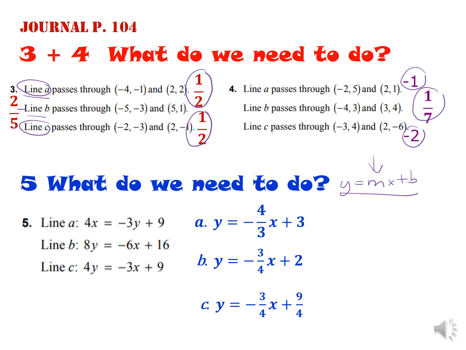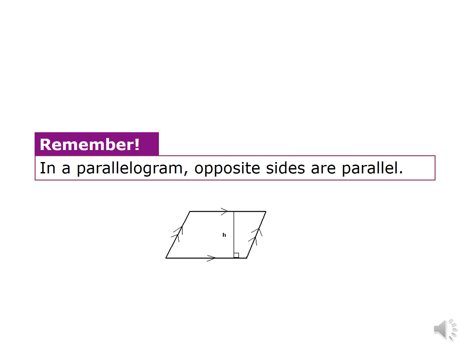And you can try the next one, but now that I've got them in slope-intercept form, I notice that this one does not match either of the others. This one has the same slope as this one, so B and C are parallel. So this is a rule that's going to help us with our next problem.